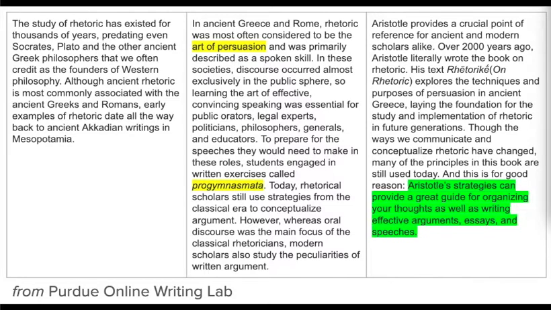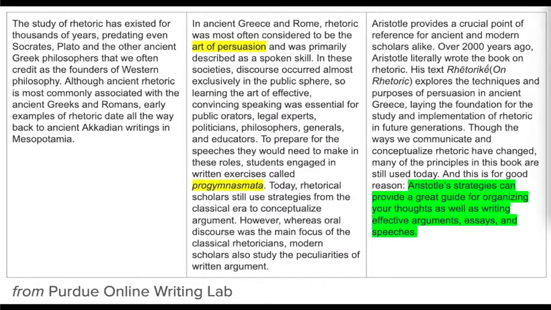So back to the notes. Today, rhetorical scholars still use strategies from the classical era to conceptualize argument. However, whereas oral discourse was the main focus of the classical rhetoricians, modern scholars also study the peculiarities of written argument. So finally, Aristotle provides a crucial point of reference for ancient and modern scholars alike.